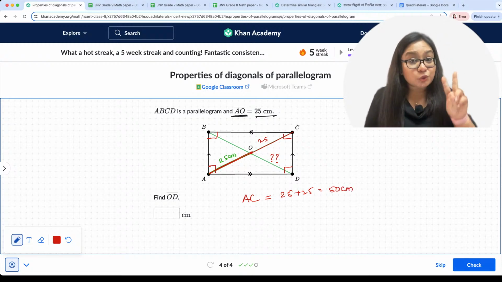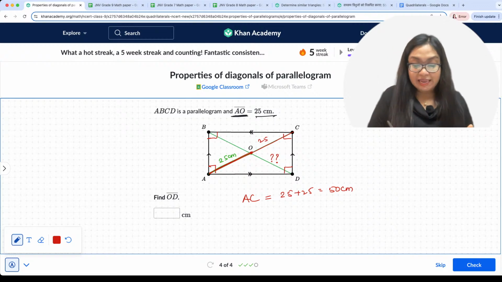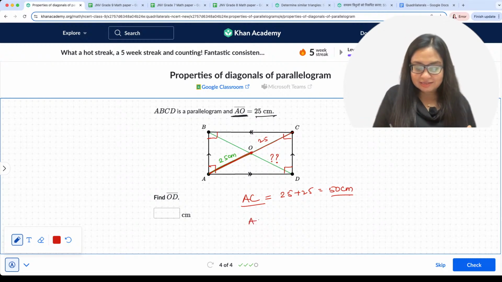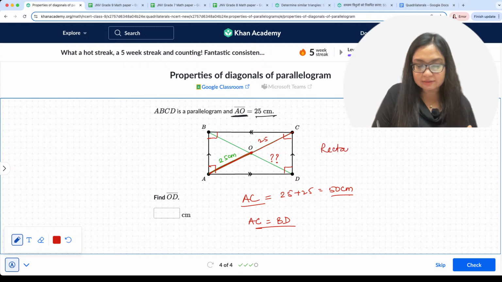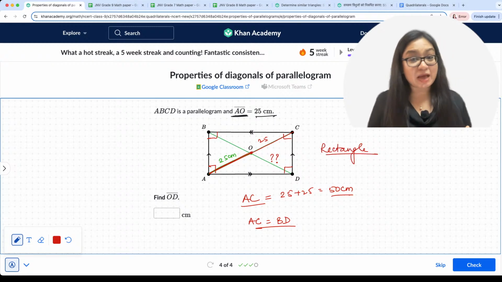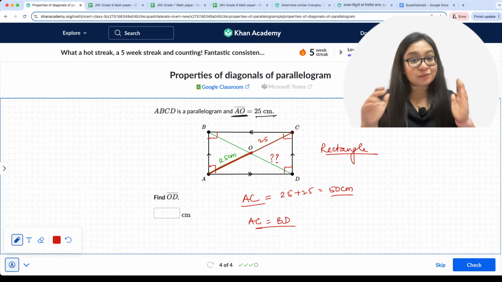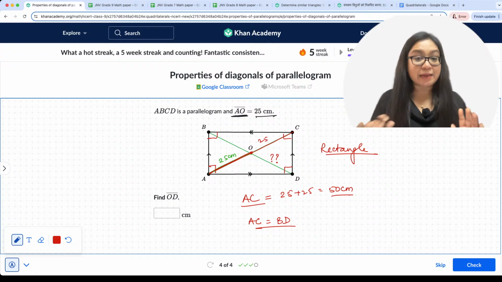Now, the two diagonals are equal. So if the length of AC is 50 centimeters, then the length of BD will also be 50 centimeters. Yes, AC is equal to BD because this is a rectangle, a special type of a parallelogram, right? All four angles are 90 degrees and both the diagonals are equal. They bisect each other as well, right? So, AC equals BD here.